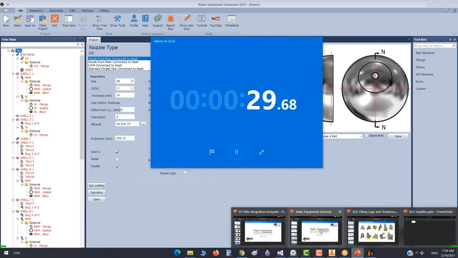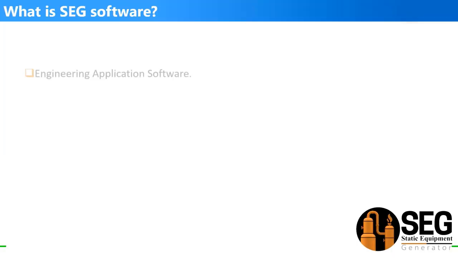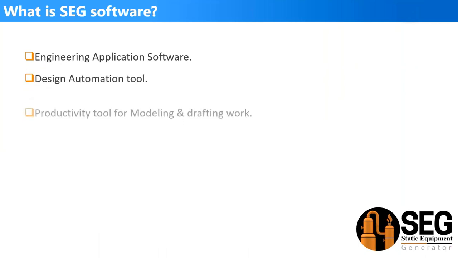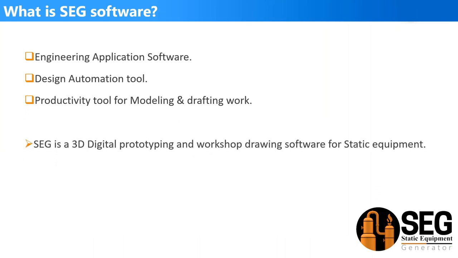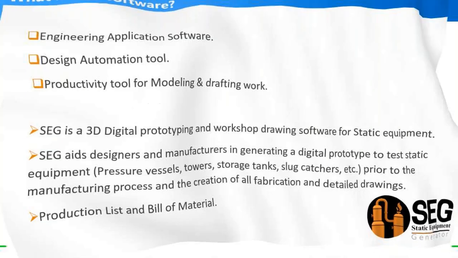Now let's open this presentation of SEG, and let's introduce the SEG software. It's an engineering application software. You can use it to make a 3D digital prototype for static equipment like pressure vessels, vertical, horizontal, and multi-sectional sections, columns, heat exchangers, storage tanks, ducts, and storage tanks with a fixed roof. So you have the ability to create a wide range of equipment by using SEG software.